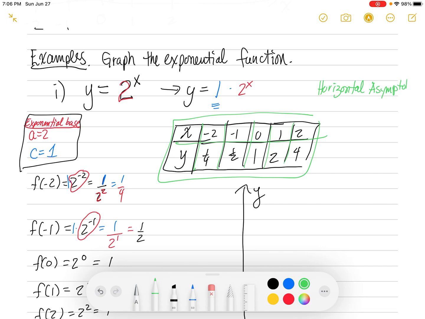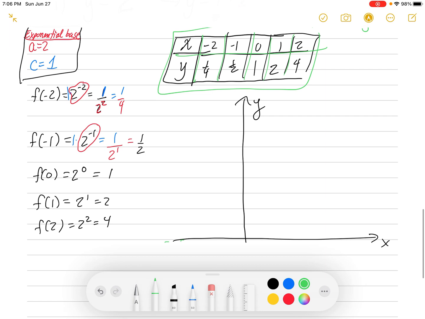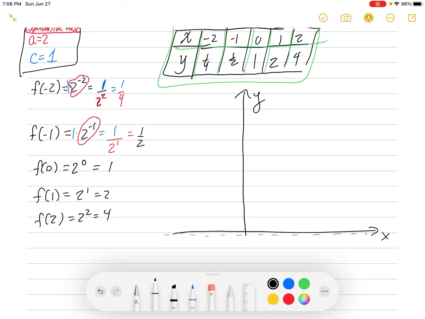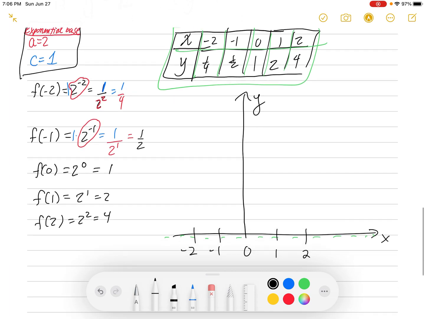Now remember that a typical exponential function has a horizontal asymptote of y equals 0. So we're going to make a horizontal asymptote down here, y equals 0. And I'm going to plot these points. I'll make them all blue.